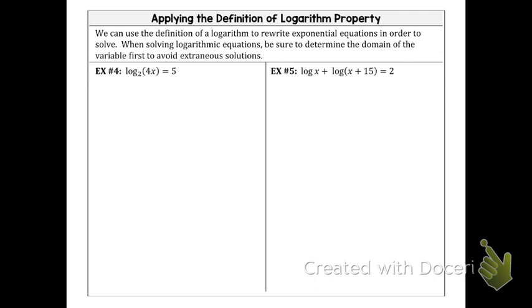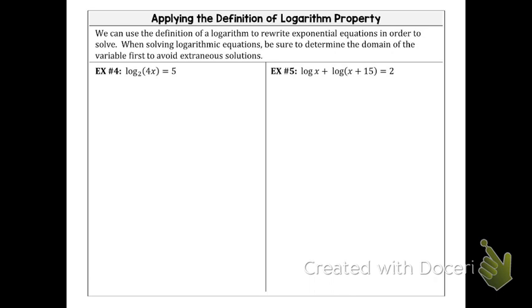All right, applying the definition of a log property. It says we can use the definition of a logarithm to rewrite exponential equations in order to solve. When solving logarithmic equations, be sure to determine the domain of the variable first to avoid extraneous solutions. So again, just check your answers at the end. Make sure that the answer will work when you plug it back into any of the log functions you have that has an x in it.